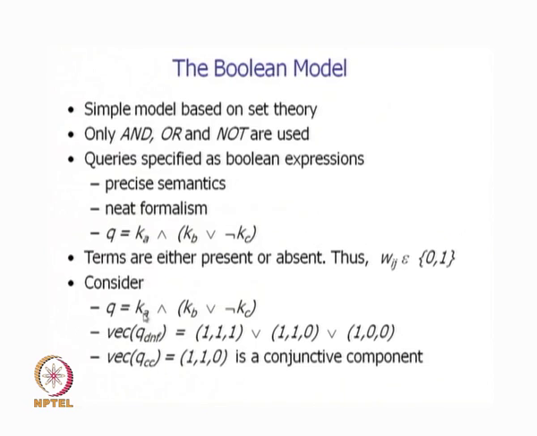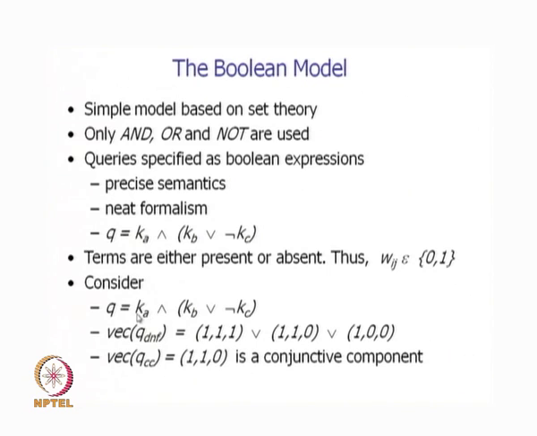Now, from the query k A and k B or not k C, we can form a document vector in disjunctive normal form. We call it vector of q, d, n, f. Now, k A, k B, k C occupy 3 positions of a tuple. So, the first position is for k A, the first keyword, the second position for k B, the second keyword, and the third position for k C, the third keyword.